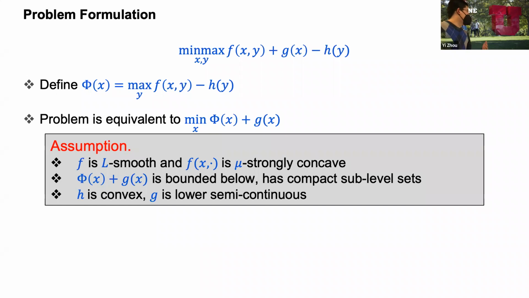So here are some very standard assumptions. Basically, I just want to highlight that first of all, this objective function is differentiable. We assume it's differentiable, and it is non-convex in X, but it is strongly concave in Y. And then the other assumption we impose is on the regularizers. For the H part, we assume it's a convex regularizer. For the G part, it could be any general non-convex regularizer.